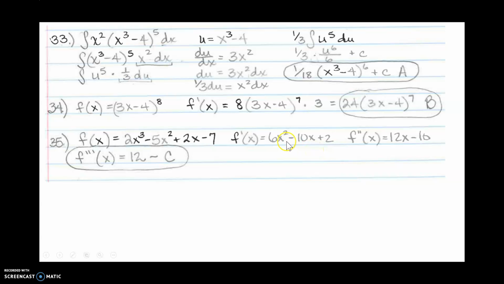The second derivative then, I would do 2 times 6 is 12x to the first, minus 10 plus 0, so 12x minus 10 would be my second derivative. And then the third derivative, if I take the derivative of 12x, that would be 12, and the derivative of 10 would be 0. So the third derivative would just be 12.